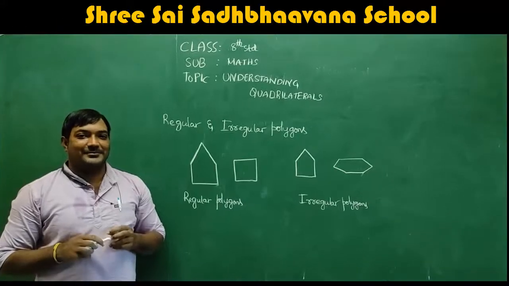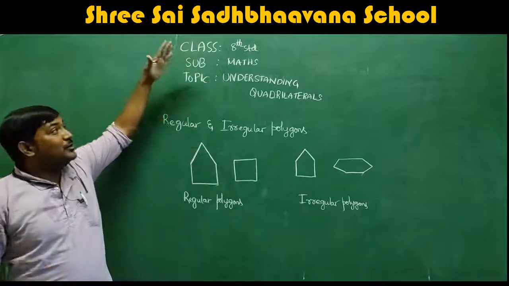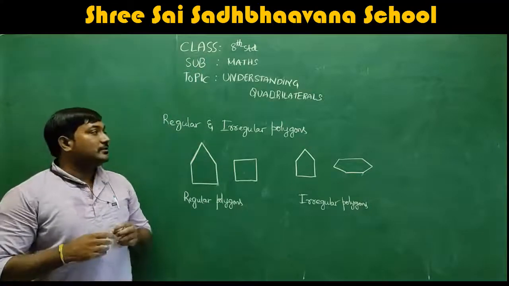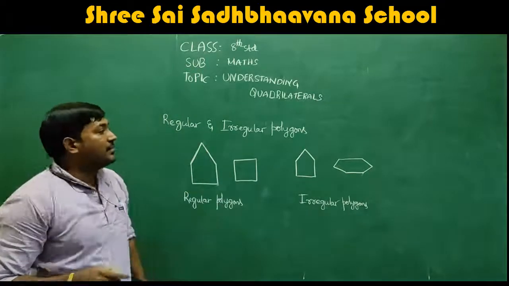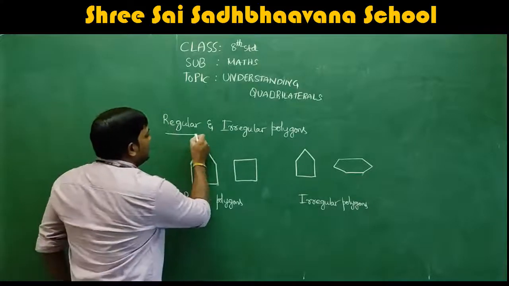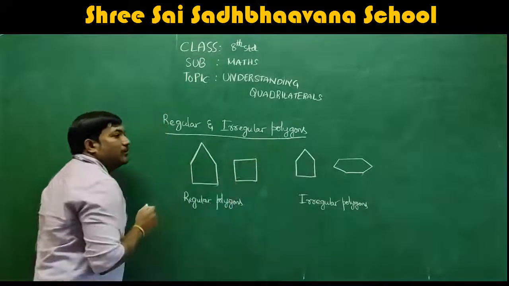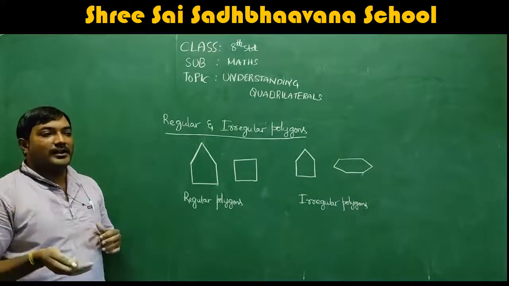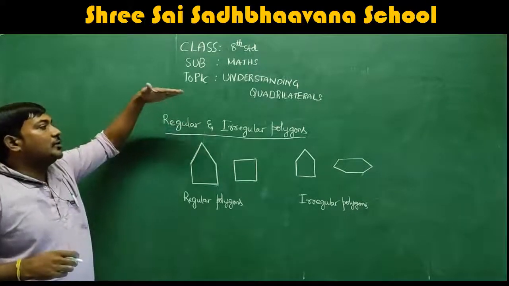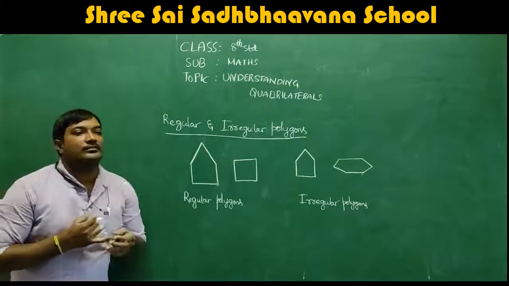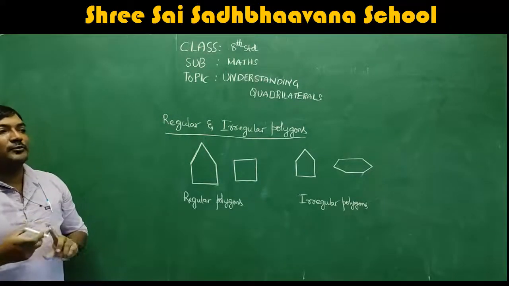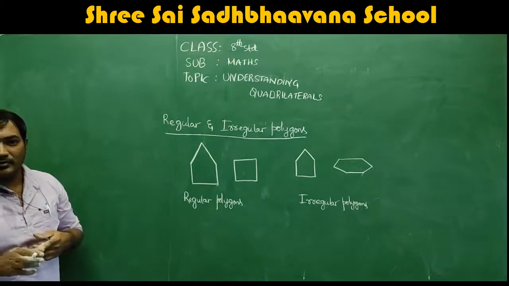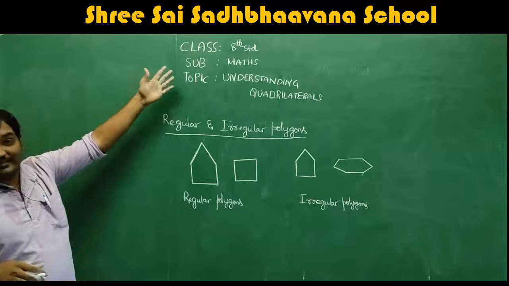Hi students. Today we are going to discuss the chapter Understanding Quadrilaterals. From that, the topic we are going to discuss is regular and irregular polygons. So far we discussed polygons, convex polygons, concave polygons, vertices of the polygon and the diagonals of the polygon. These are the concepts which we discussed before.